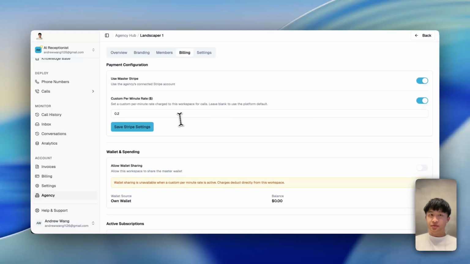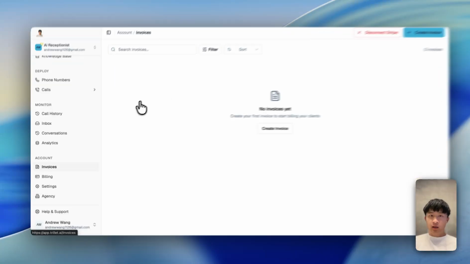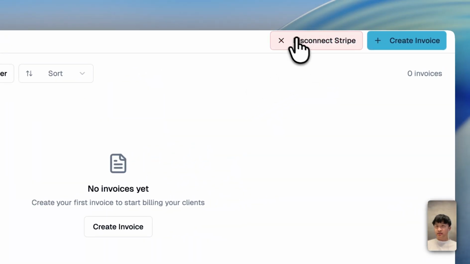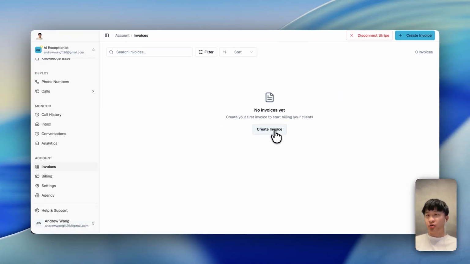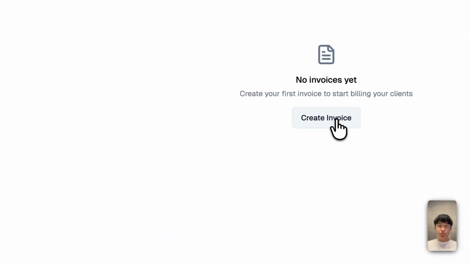So for the purposes of today's tutorial, I'm going to show you how to configure your Stripe and do native Stripe billing so that your sub-accounts can go directly to your master Stripe. Let's head to Invoices, and obviously I've connected my Stripe account in Invoice. You just follow through the OAuth and you just connect as usual.